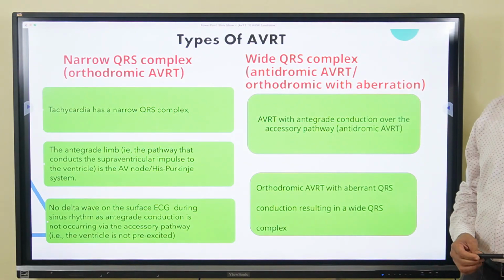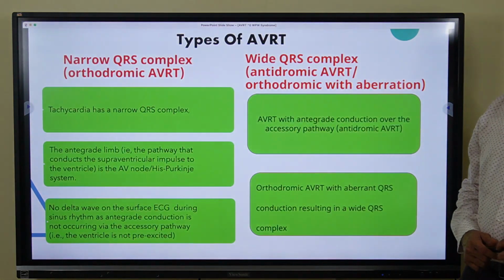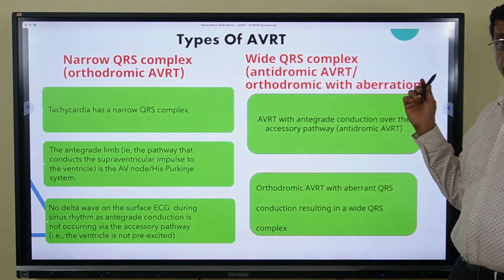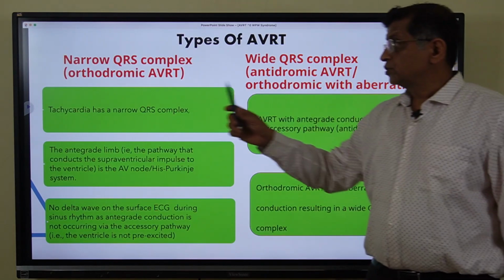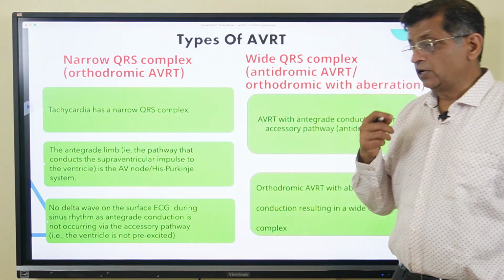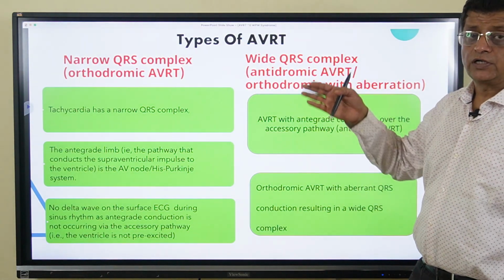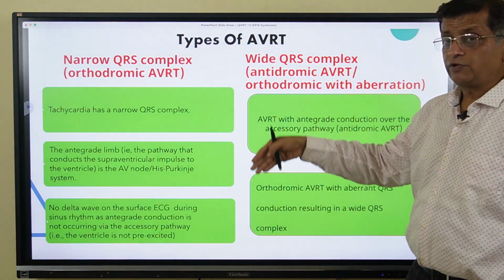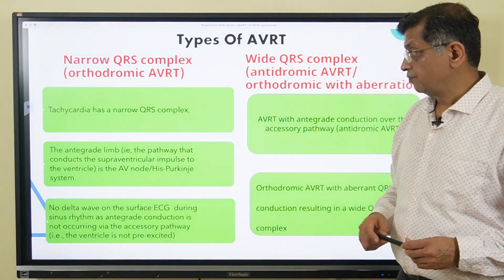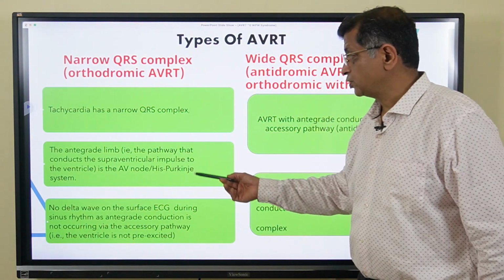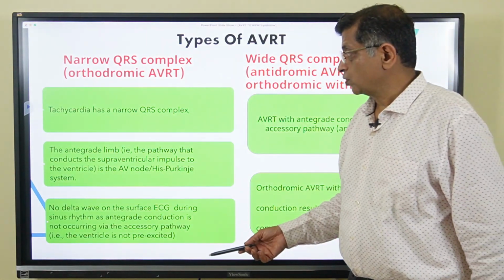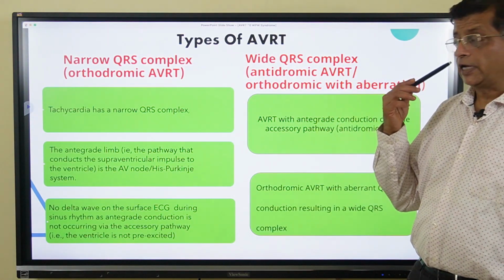Atrioventricular reentrant tachycardia, or AVRT, can be seen as a narrow complex tachycardia or a wide complex tachycardia. Narrow complex would be mostly orthodromic AVRT. Orthodromic AVRT means the impulse enters the ventricles from the atria via the AV node conduction system and goes back through the accessory pathway. The antegrade limb that conducts the supraventricular impulse to the ventricle is the AV node and His-Purkinje system, and the impulse goes back to the atria via the accessory pathway.